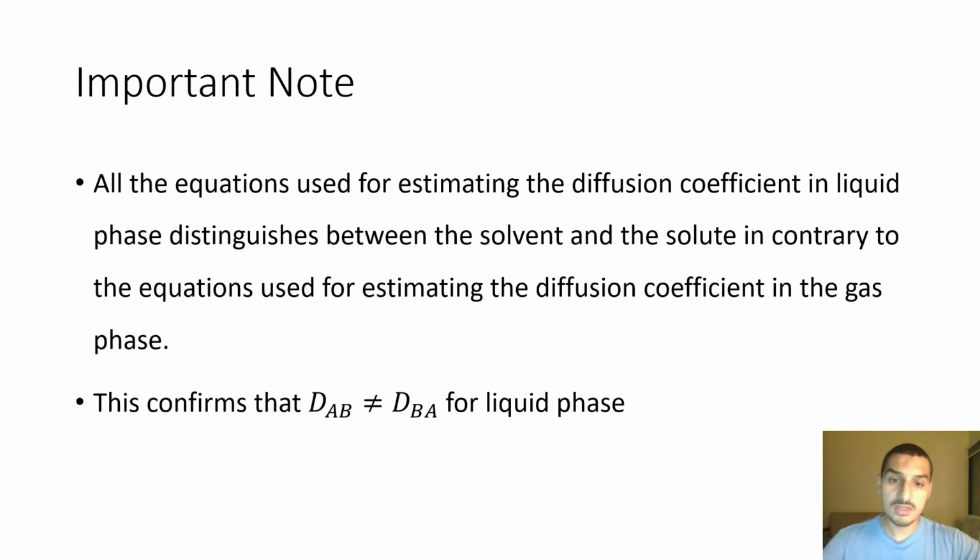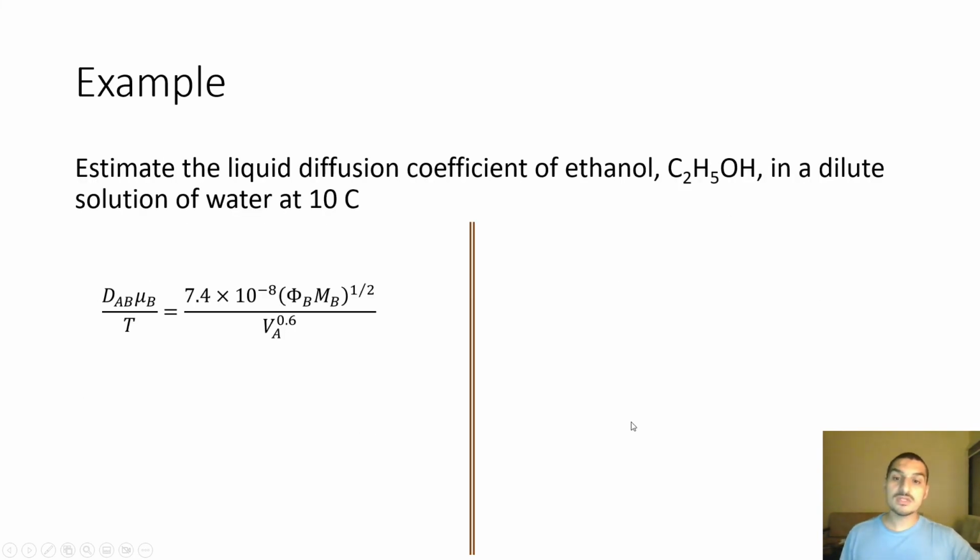Finally, I want to emphasize this note: the equations distinguish between the solvent and the solute, and the diffusivity of A in B is not equal to the diffusivity of B in A for liquid phases. So let's try to solve this problem. I want to estimate the liquid diffusion coefficient of ethanol in a dilute solution of water at 10 degrees Celsius. The equation, as you notice, is very simple and straightforward. You just substitute directly in this equation.